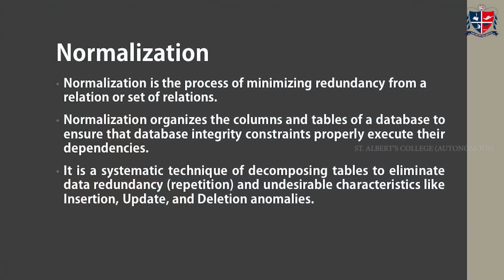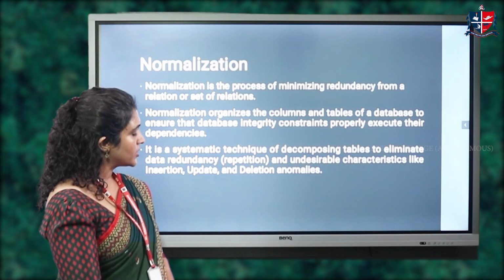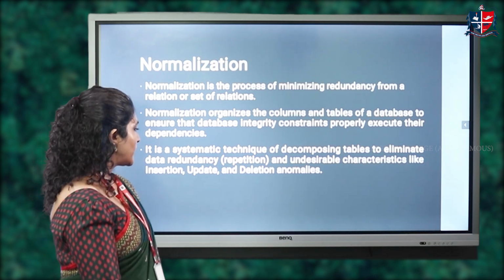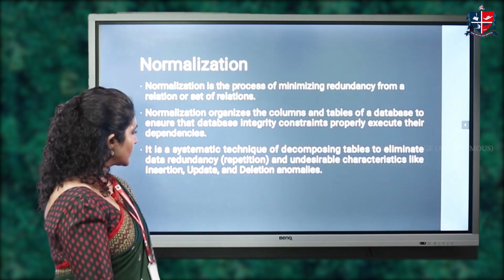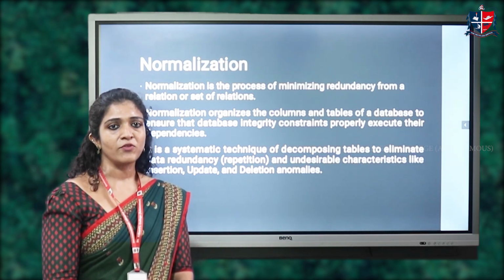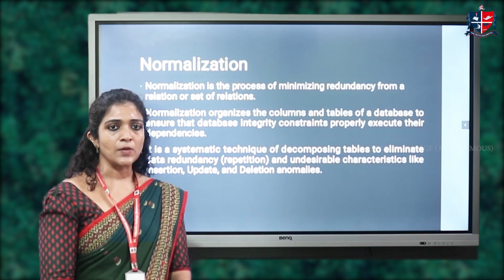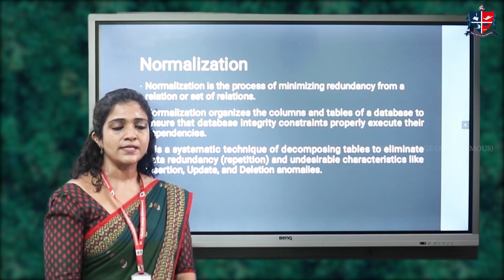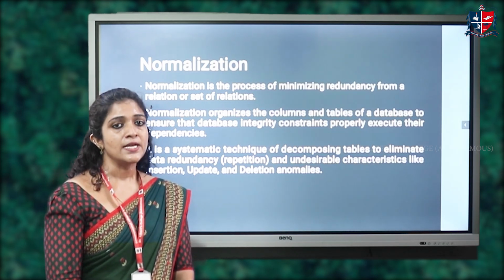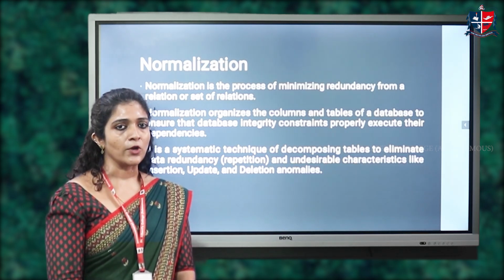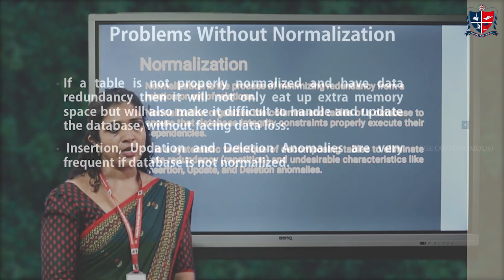Normalization is a systematic technique of decomposing tables to eliminate data redundancies, that means repetition of data, and undesirable characteristics like insertion, updation, and deletion anomalies. As we discussed, normalization will decompose the tables into several small tables, and by having this decomposition of data, it will eliminate the duplication of data. That means the data redundancy is reduced. It also ensures that the database will eliminate problems like insertion anomaly, deletion anomaly, and updation anomaly.